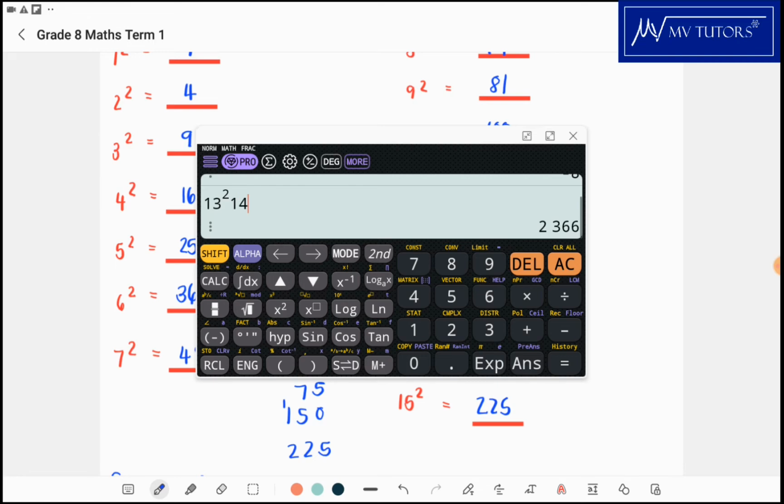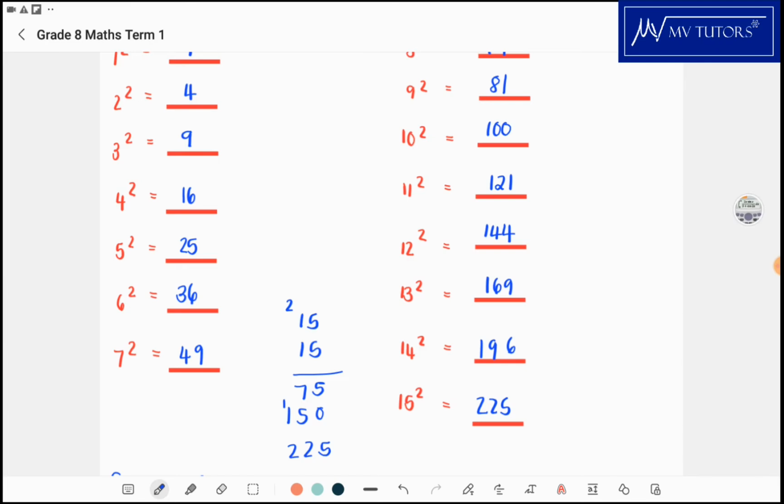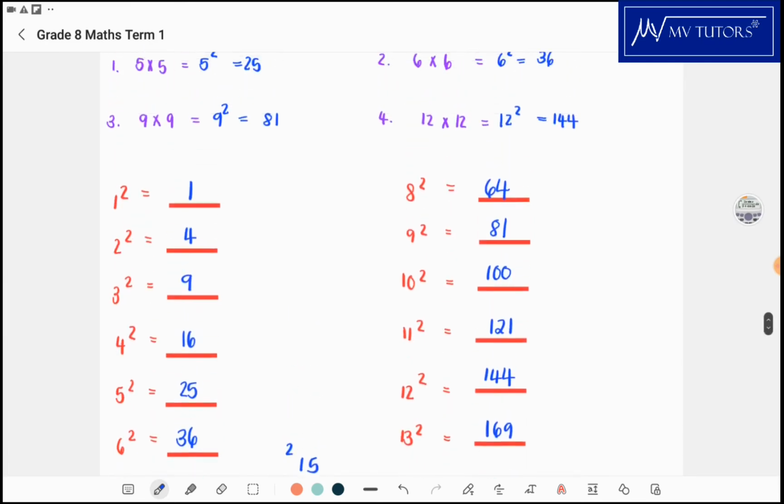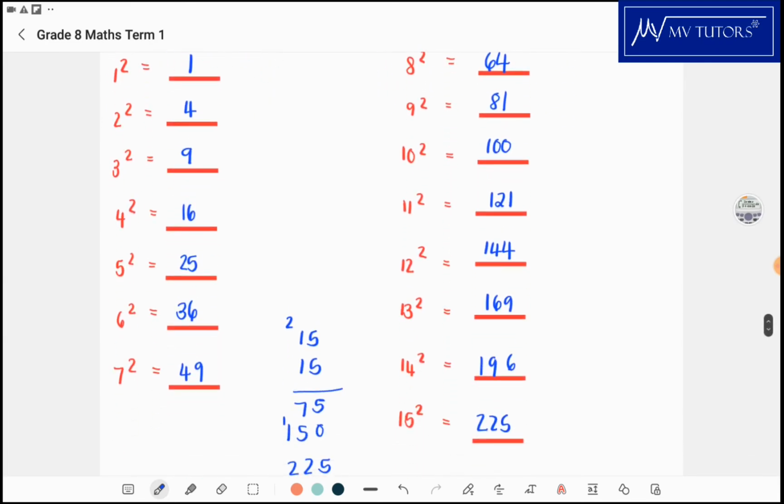So 14 squared, what is the answer there? It is 196. And what is 15 squared? That is 225. Okay, one thing to note: if you can, please learn these. It will make calculations go faster instead of you having to check on the calculator.